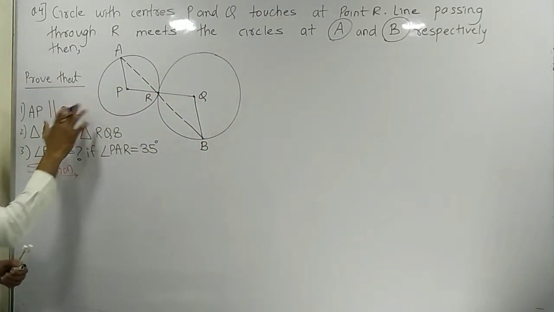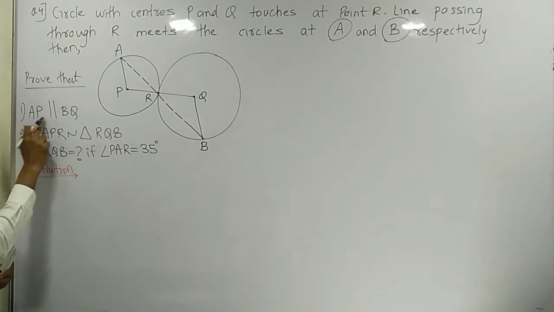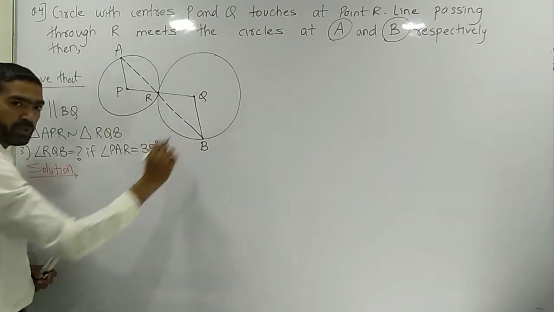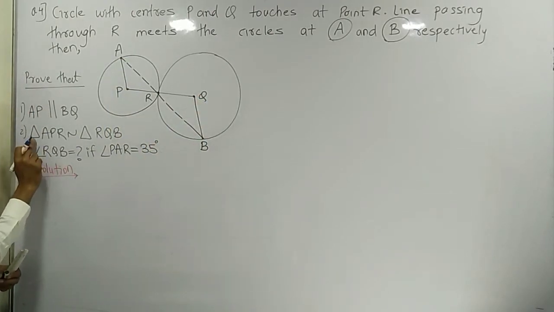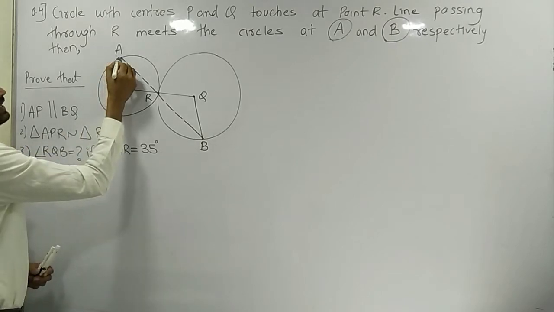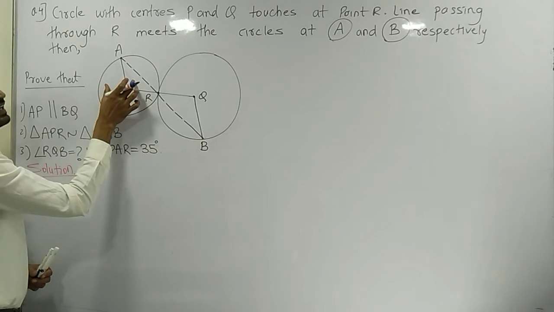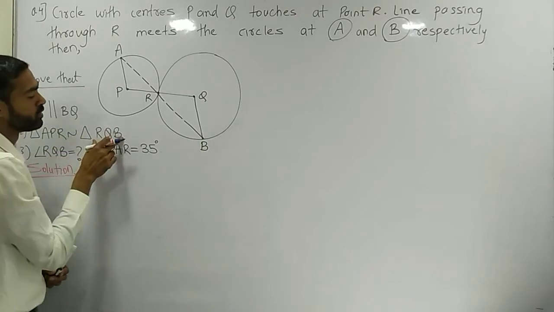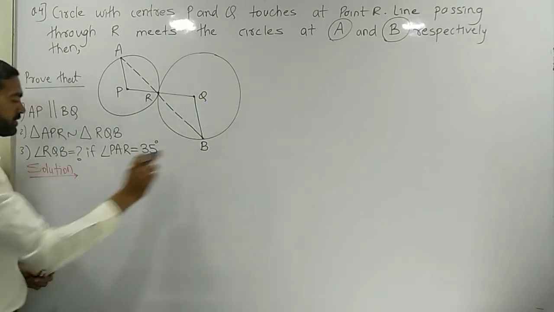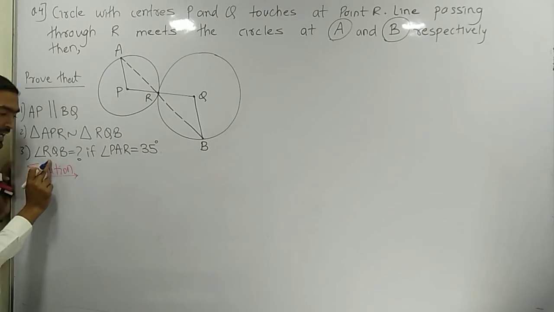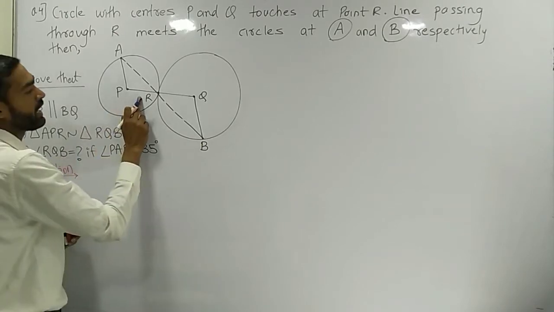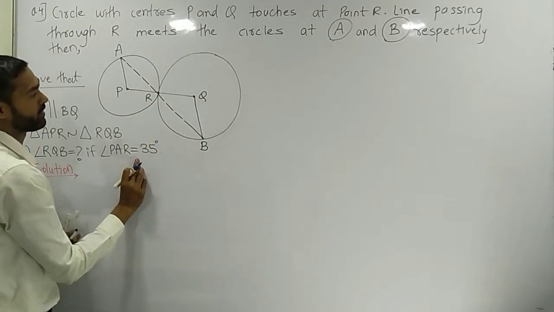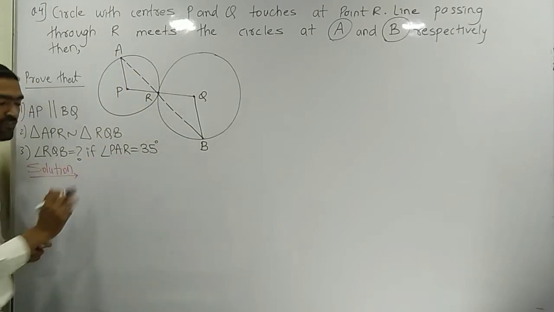Then we need to find these things. First, we need to prove AP is parallel to BQ. Where is AP? This one. This AP is parallel to BQ. Second, we need to prove triangle APR, this smaller triangle in the smaller circle, is similar to the larger triangle RQB. And the last one, we need to find angle RQB. Where is it? Look, RQB. This angle I need to find. And one angle is given, PAR is given as 35 degrees.